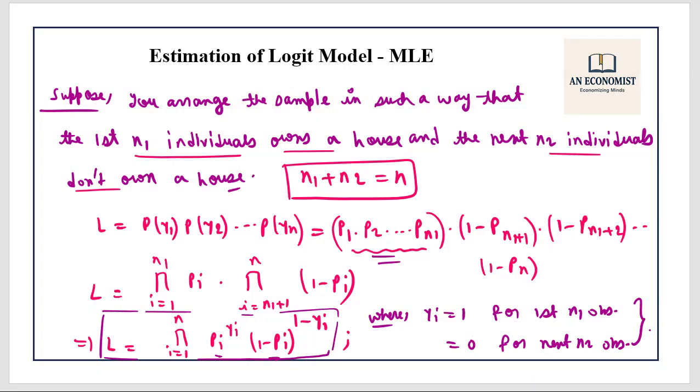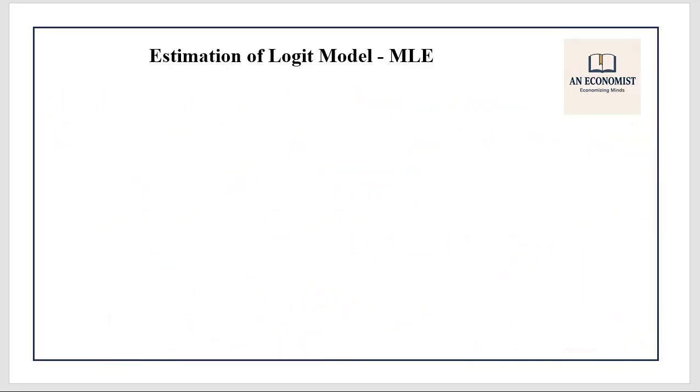So this is the likelihood function that you will get from this exercise. In the case of the Logit model, this is the likelihood function. Once you have the likelihood function, you have to maximize it. Firstly, we'll take the logs and then we'll try to maximize.